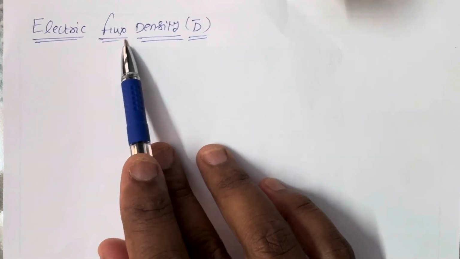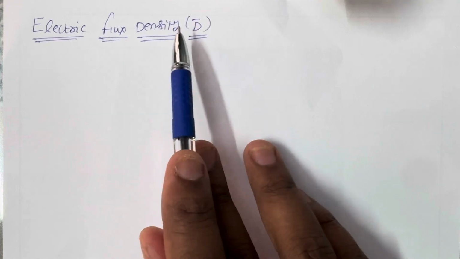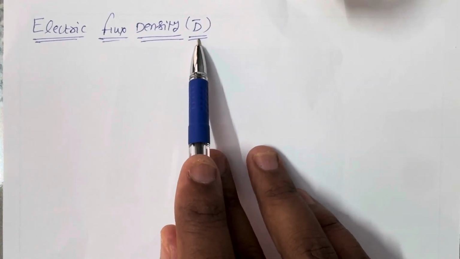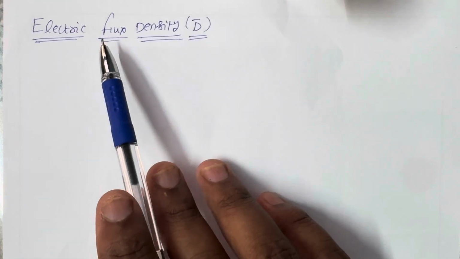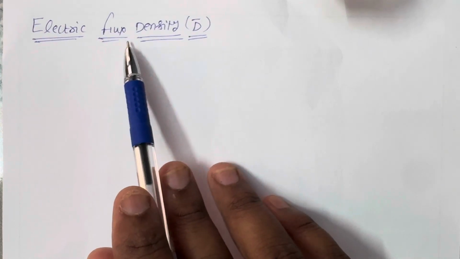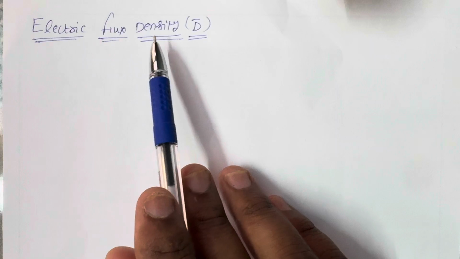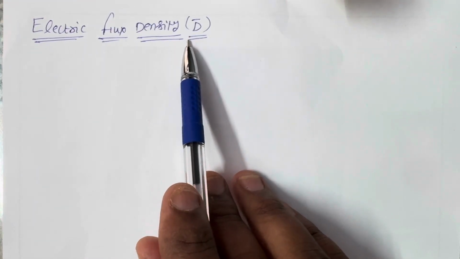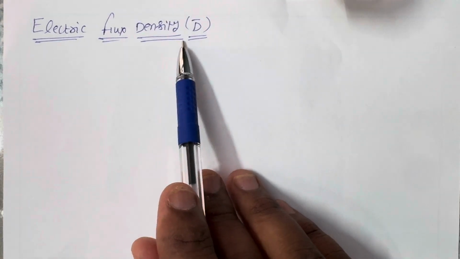Electric flux density. It is denoted as D bar. First, we will discuss the definition of electric flux density, and after that, the relation between electric flux density D bar and electric field intensity E bar. Those are the 2 points we will observe right now.